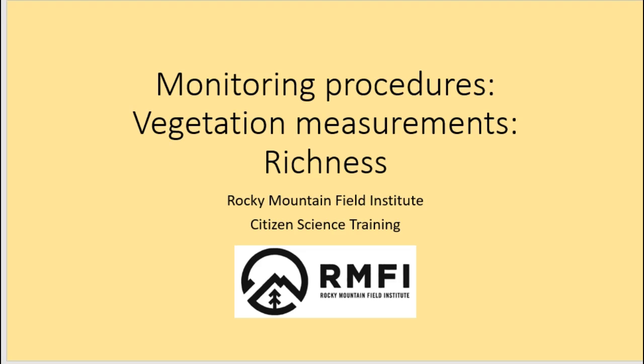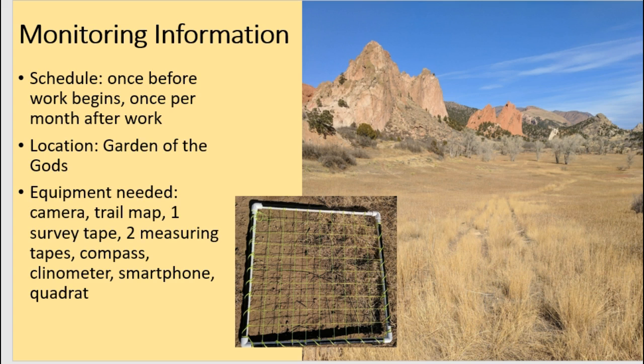Monitoring procedures, vegetation measurements, richness, part of the Rocky Mountain Field Institute Citizen Science Training. As a citizen scientist, your schedule will be to work once a month, once before RMFI volunteer work begins on a trail and once per month afterwards. We will start our work in Garden of the Gods, and all the equipment you'll need will be provided to you.